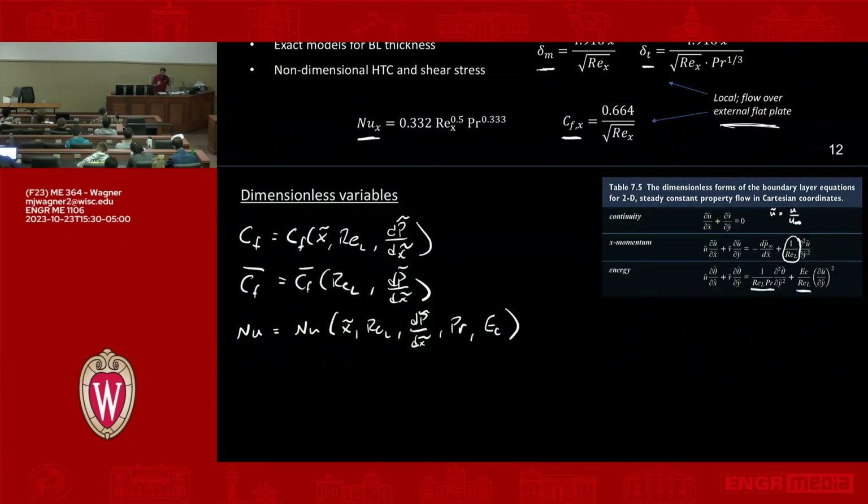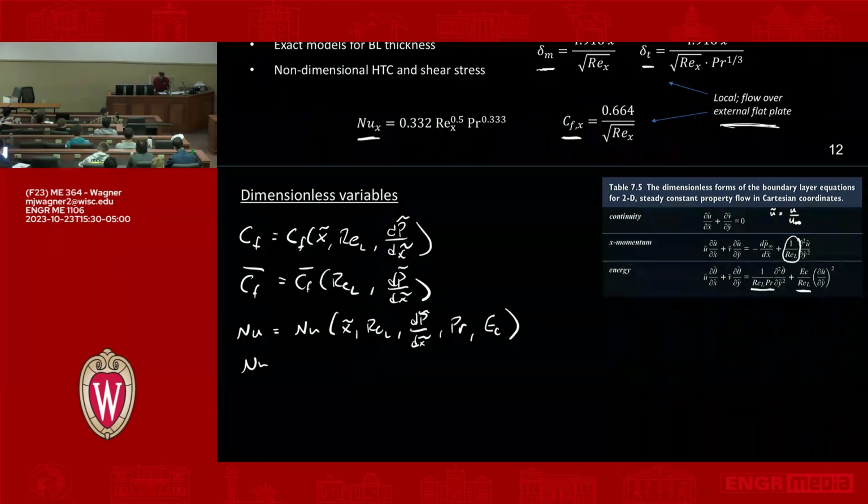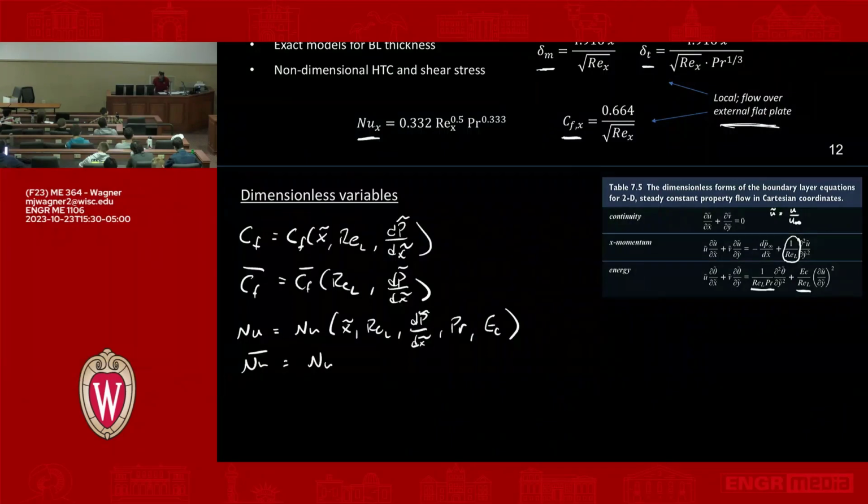So again, it's not going to be super important that you understand what that is. I'll tell you what it is in a second. But if I want to account for everything, I have to account for all of that. So my correlation is going to have to include all those things. If I do the averaged, it's going to be the same thing, but without the x tilde. So Reynolds, L, dp, dx, Prandtl, Eckert.